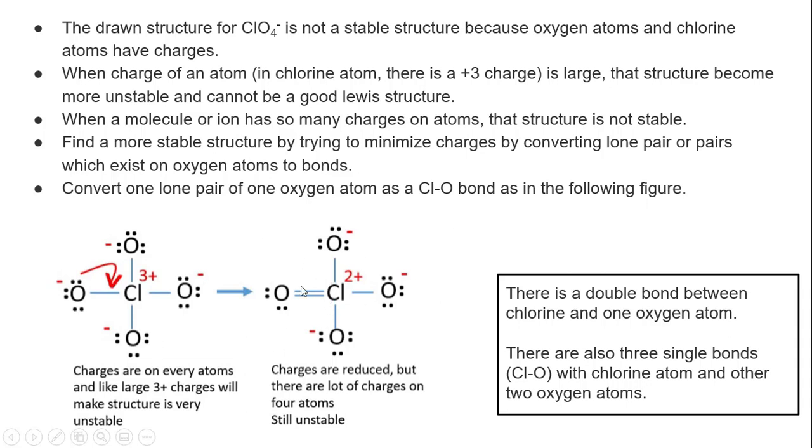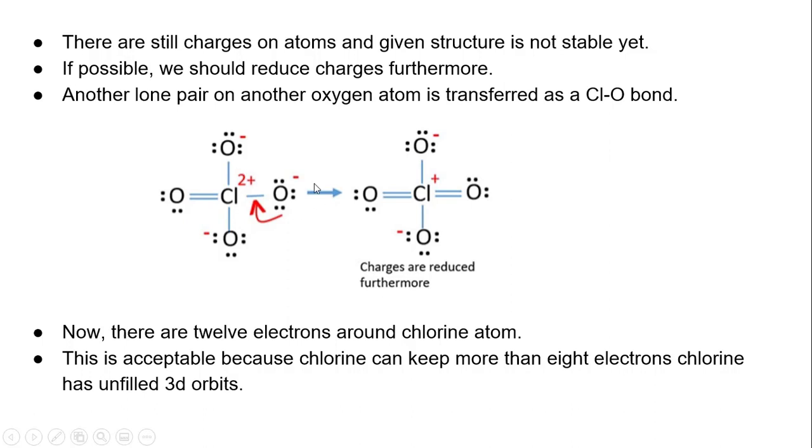Now you're going to check the charges. This ends up being 0, and then you have a -1, -1, and a +2. Still too high and still too many charges on the single bonded oxygens. So this also still doesn't work. So we're going to do another one.